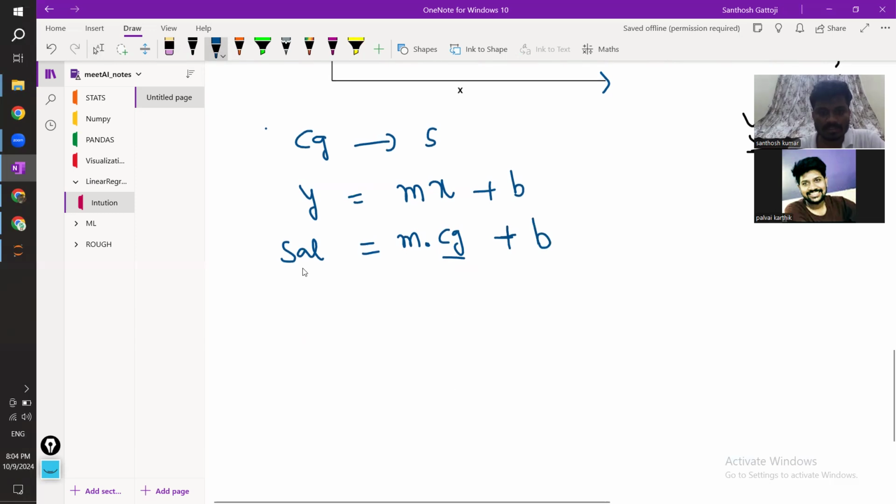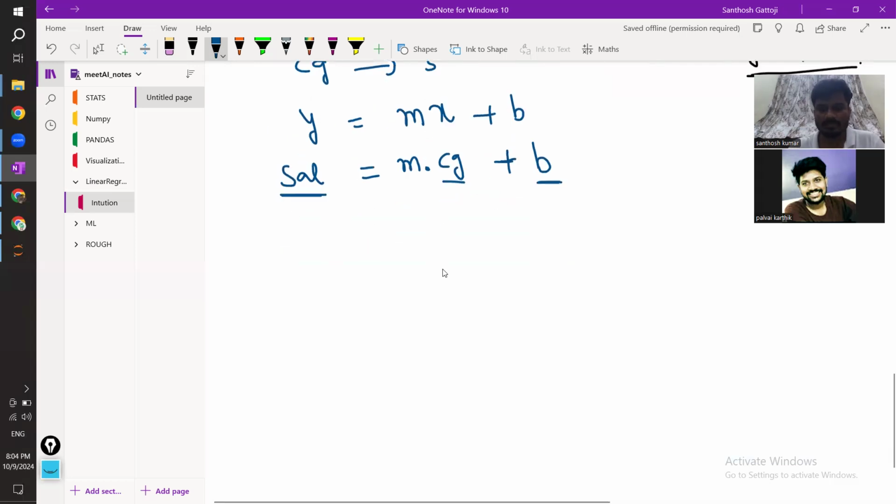Now, what does this mean? You are saying the salary. Always try to understand an equation in words. When I write this, it means salary equals m times CGPA plus b. That means the input is only CGPA, but my salary depends on m times my CGPA. If m is more, you are multiplying a larger value with CGPA and your salary is increasing. That is the relationship you are going to have. That's fine. But why b over here? What is this b doing? That I'll give you a small example.